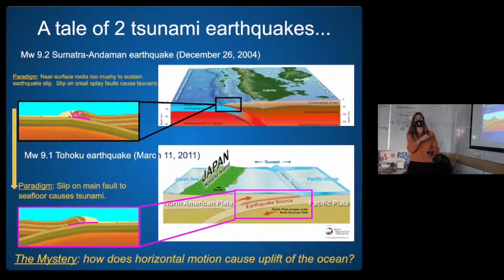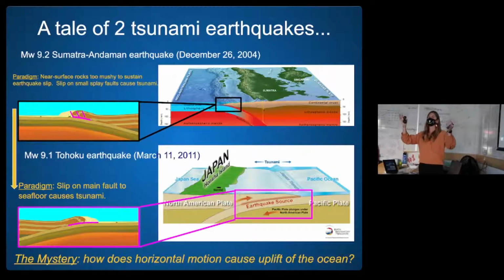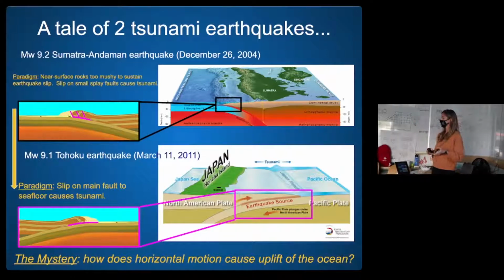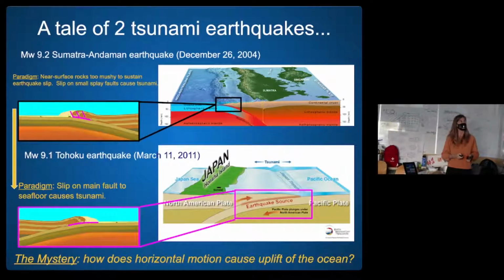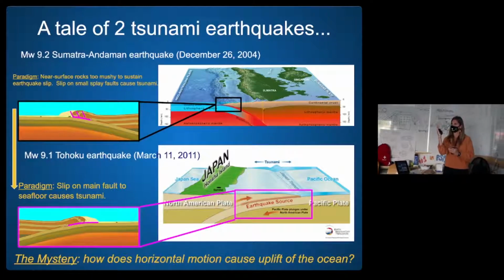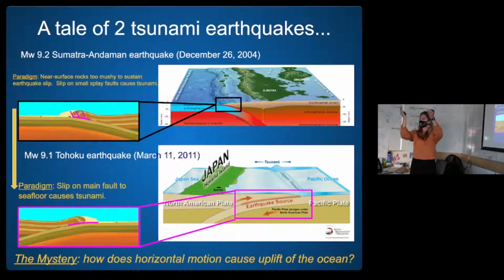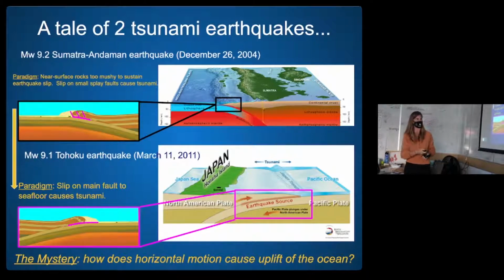So instead of slipping being restricted at depth, suddenly there was this possibility that it came all the way to the surface. And people said, aha, maybe that's why these events cause such big tsunamis. Okay? Before they thought, you must need these little faults that are more vertical so that the earth can go up and the water column can get pushed up, and therefore you get a tsunami. Okay?